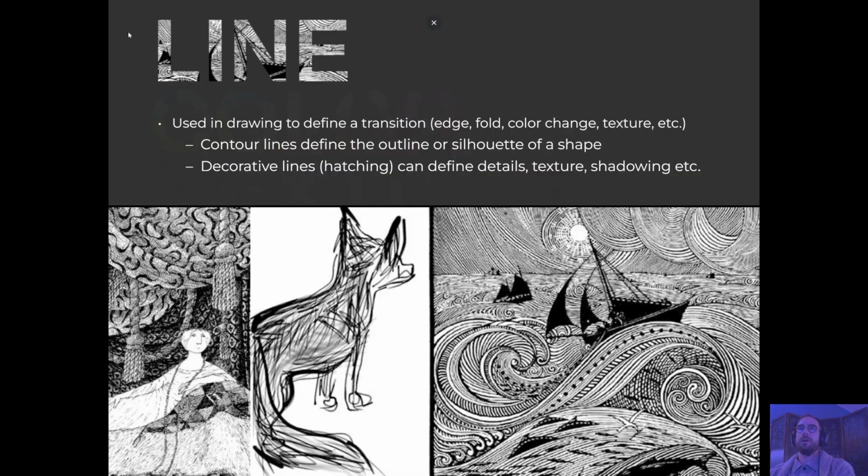Let's go. Line, used in drawing to define a transition. Yep, that is that. Just kidding. Contour lines define the outline or silhouette of a shape. Obviously. Decorative lines, sometimes hatching, not all the time. These are used to define a little bit more. We can see here that we have thinner lines in the back, right, per the decorative lines, and then thicker lines in the front. Well, what does that do? That actually gives rise to depth, so that's something to consider. Even a contour line can actually give rise to depth if it's used in such a way.